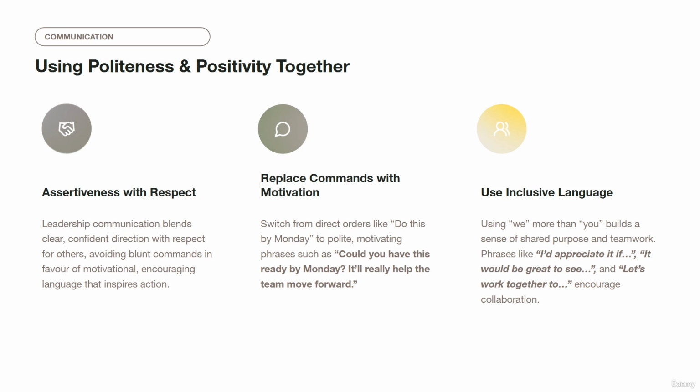Use inclusive language. Try to use we more than you. So rather than saying you need to have this report finished by Monday, we can say something like we really need this report by Monday. So it's sharing in not the responsibility for doing the report, but sharing in the connection to the project. And again, polite language like I'd appreciate it if, it'd be great, and would be great to see, let's work together, encouraging that collaborative style, collaborative mindset.